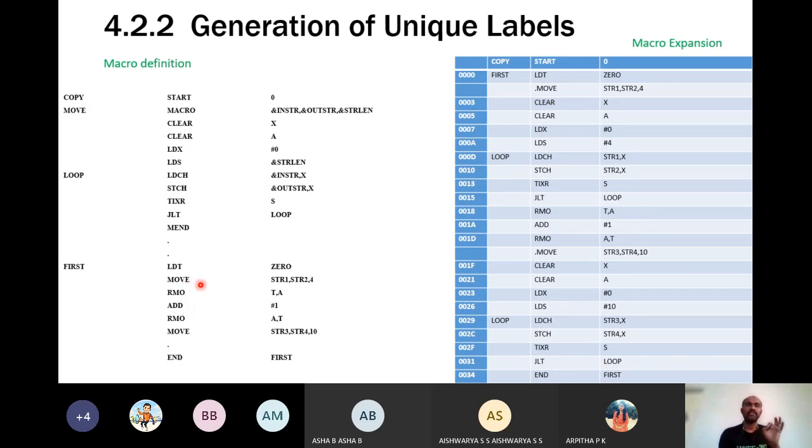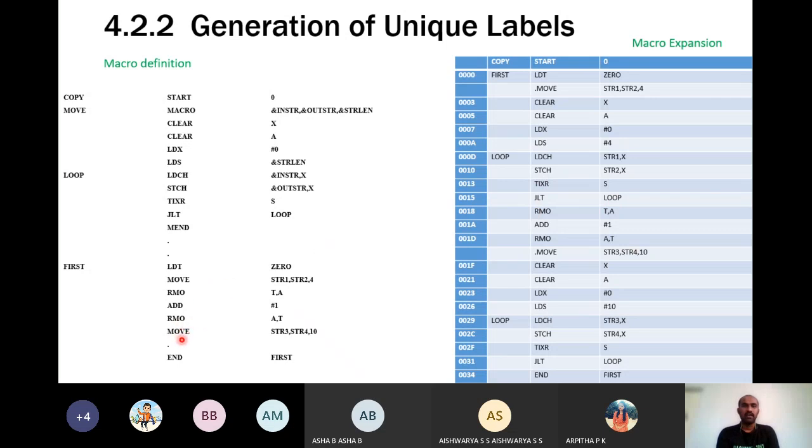Now, based on that macro invocation, you're supposed to expand the macro. From this move, you can see it starts from clear x, clear a, ldx 0, till this jlt loop. Till here it is expanded, which is done by the macro processor. Again take up the next instruction. What is the next instruction? It is the RMOTA. Do that RMOTA.